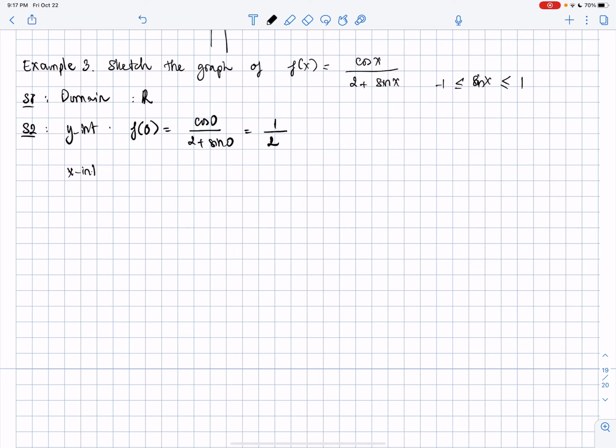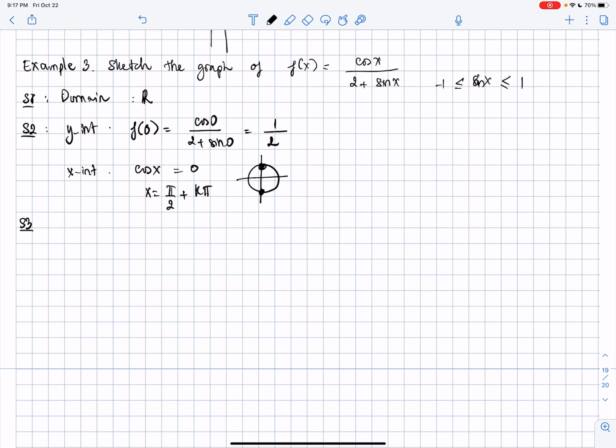To find the x-intercept, we let y equal to 0. So for the function to equal 0, cosine of x has to be 0. So cosine of x is 0. We have pi over 2 and 3 pi over 2. We're going to pick the smallest number, which is pi over 2 plus k pi, where k is an integer.